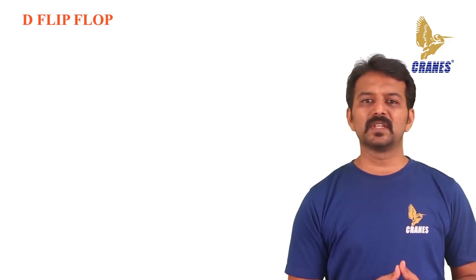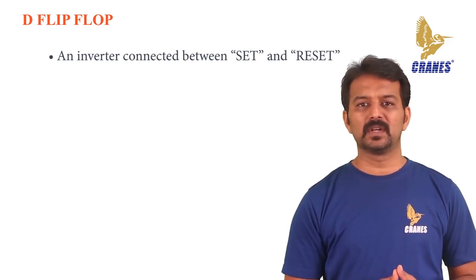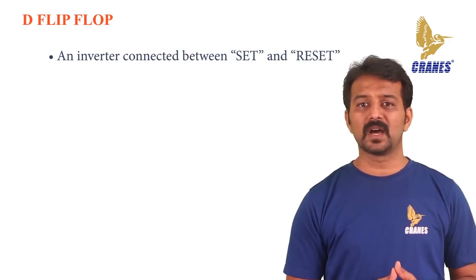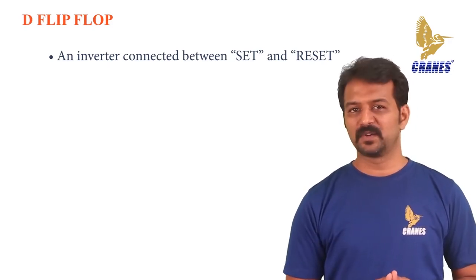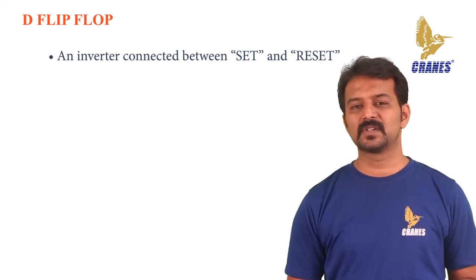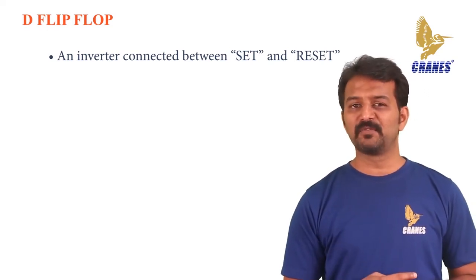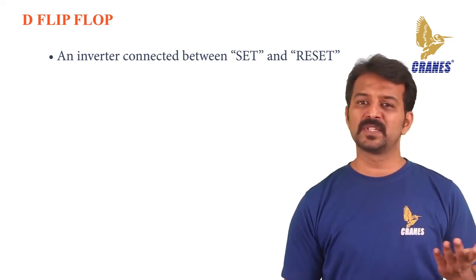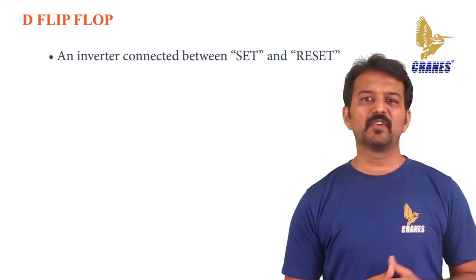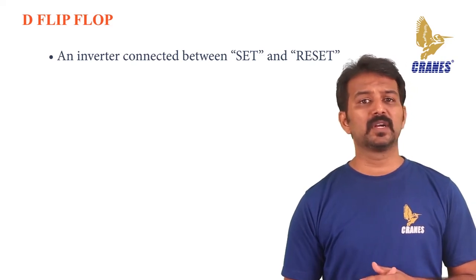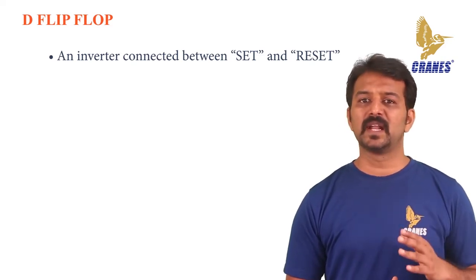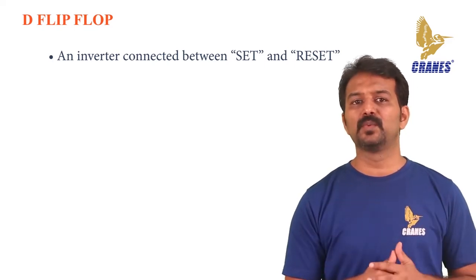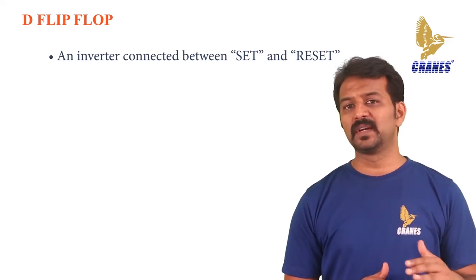But in order to prevent this from happening, an inverter can be connected between the set and the reset inputs to produce another type of flip-flop circuit, which is known as the data latch. Sometimes it is also known as the delay flip-flop, or simply a D flip-flop as it is more generally called. The D flip-flop is by far the most important of the clocked flip-flops as it ensures that inputs S and R are never equal to one another at a particular time.